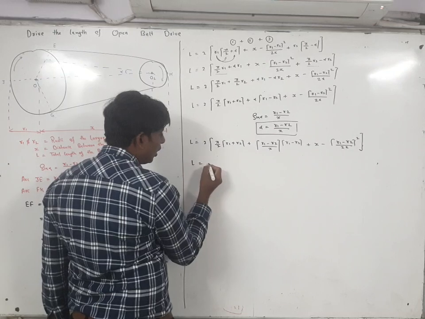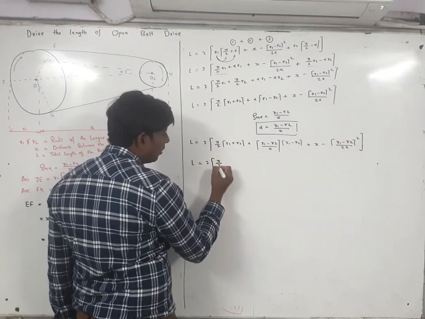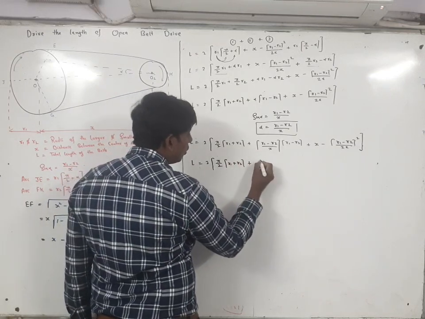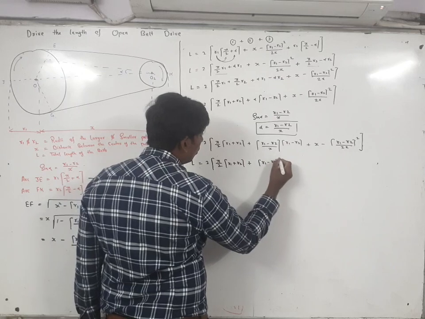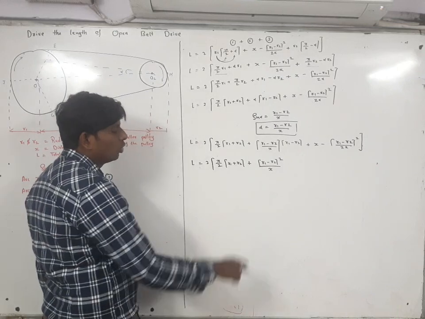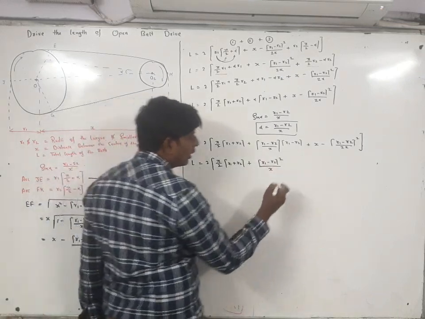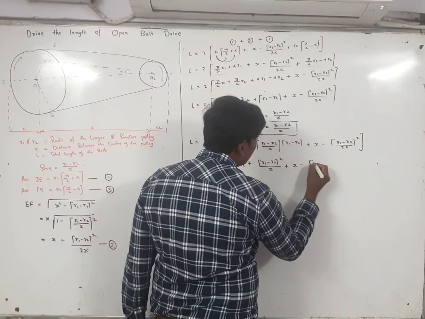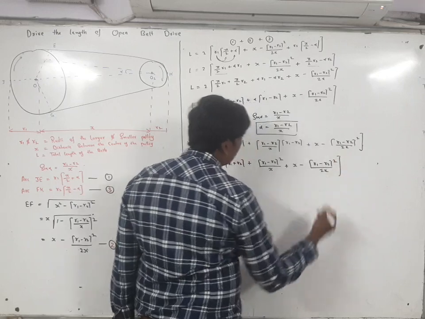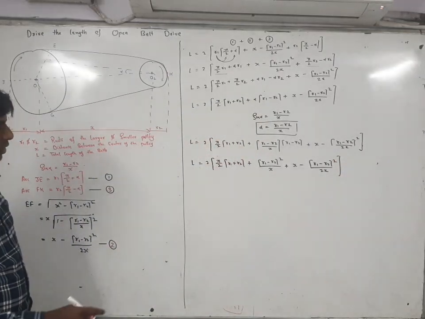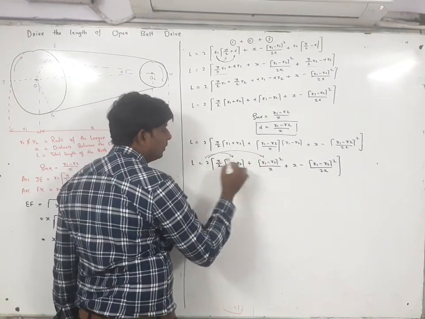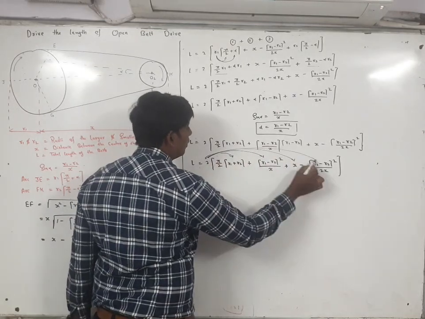Next step, L write as it is, 2 write down as it is, pi by 2 also write down as it is, R1 plus R2 also write down as it is. Here you can write R1 minus R2 whole square by x. Here R1 minus R2 and here also R1 minus R2. So R1 minus R2 whole square by x plus write down as it is x minus R1 minus R2 whole square by 2x. Next step, you have this 2 is there. This 2 you have to multiply inside with this term, with this term, with this term and with this term.